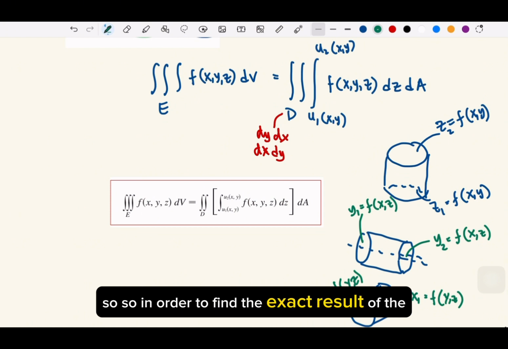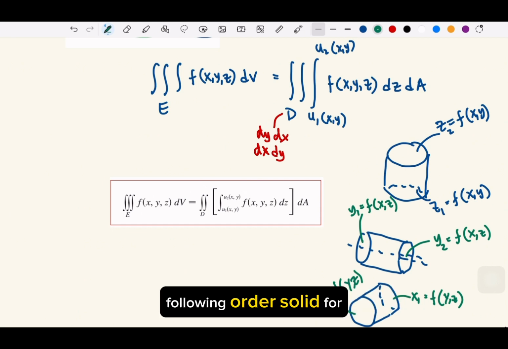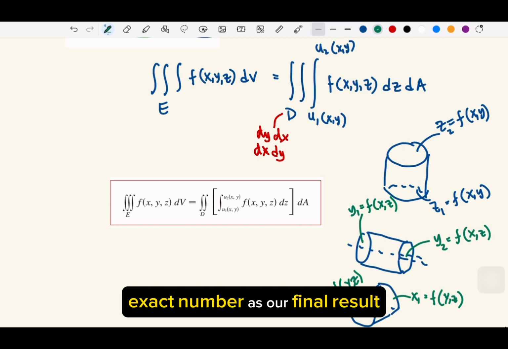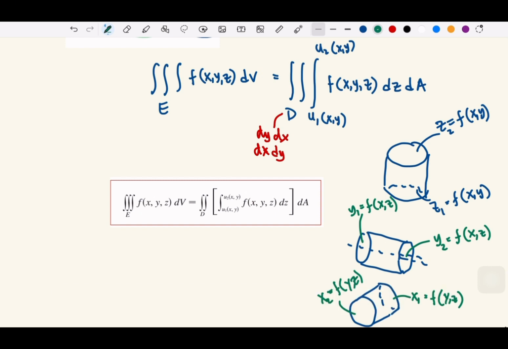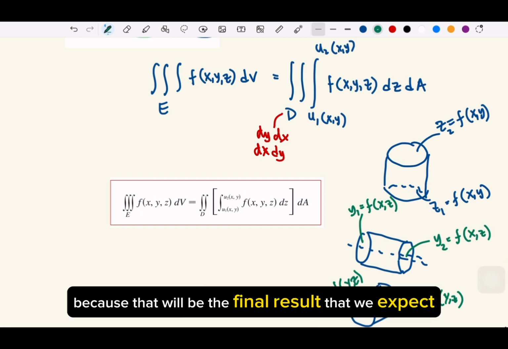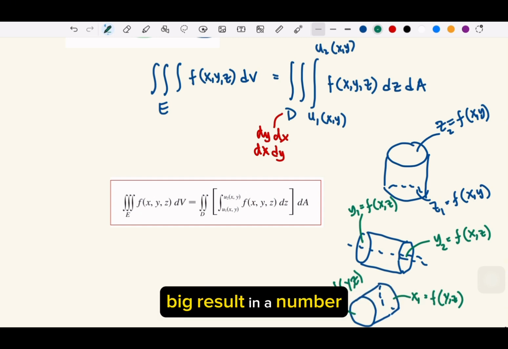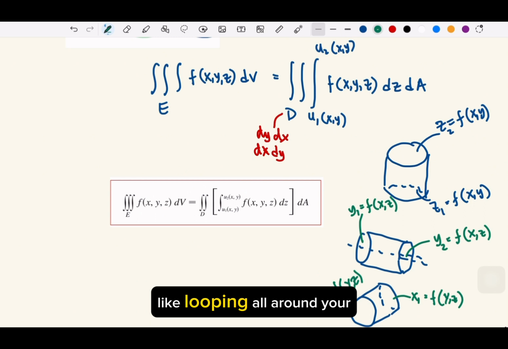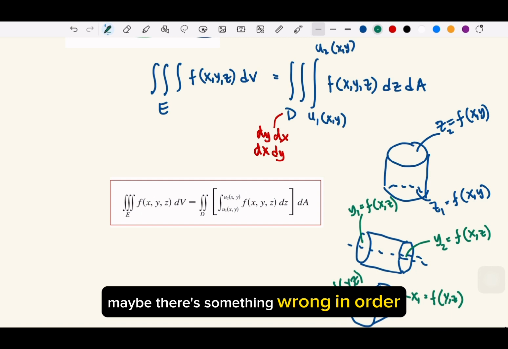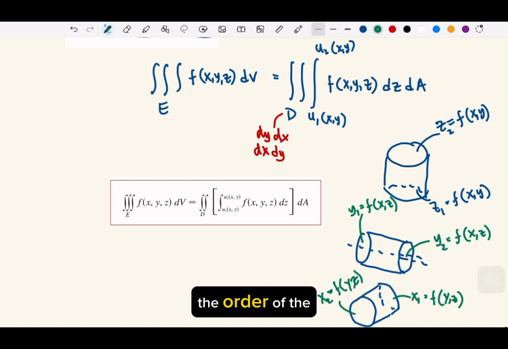In order to find the exact result of the volume of the solid for these triple integrals, we need to have an exact number as our final result, because we need to define the whole integration process. So intuitively, the constant should be on the outside, because that will be the final result that we expect to be a number. If you are calculating and you miss the order or some process inside, and you go looping around without finding the final numbers, you need to rework your integration, or maybe there is something wrong in the order. That's how we see the order of the integration.